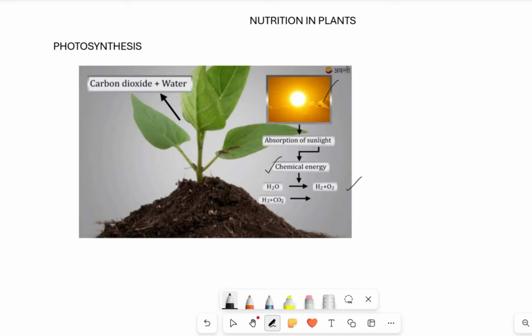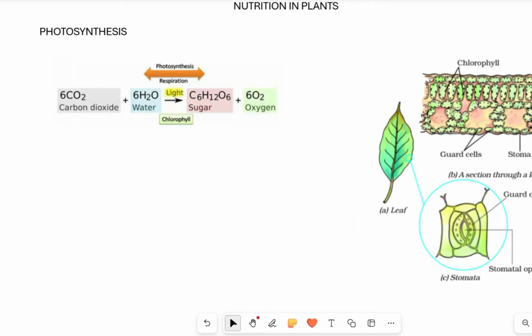Okay, and this hydrogen combines with carbon dioxide. Now we have water and carbon dioxide getting released. All right, this is what happens in photosynthesis. This is the equation for photosynthesis, where carbon dioxide plus water gives out sugar and oxygen. This is what is happening in photosynthesis.